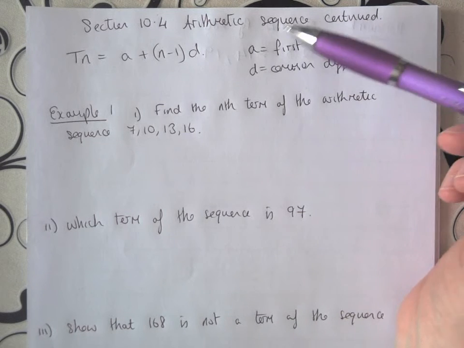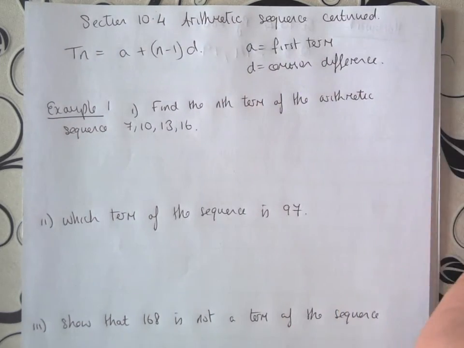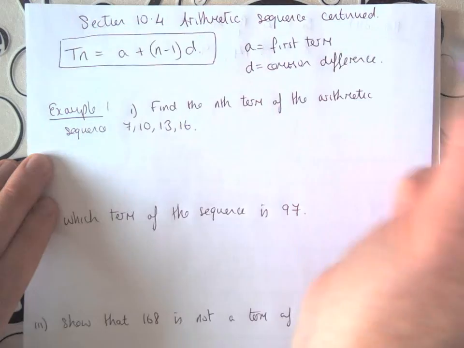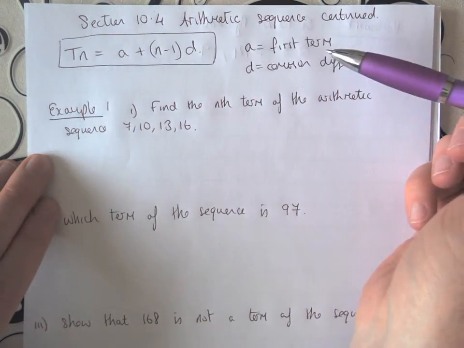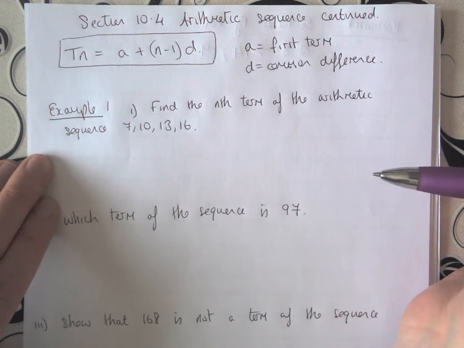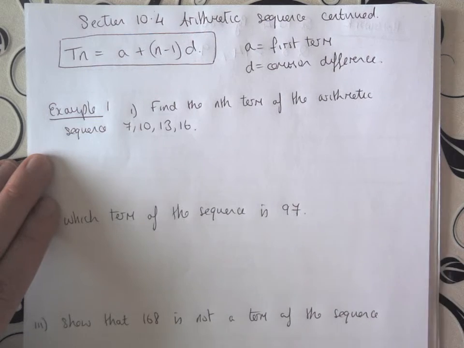Today we're going to continue on with arithmetic sequence section 10.4. So again, let's recap our formula from the logbooks for an arithmetic sequence. Tn equals a plus n minus 1 times d, where a is the first term and d is the common difference. Okay. So example 1, find the nth term of the arithmetic sequence 7, 10, 13, 16.